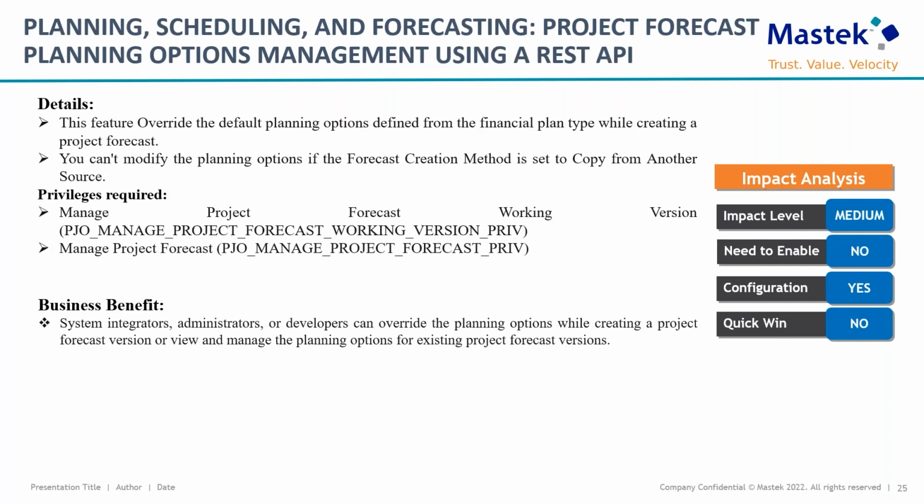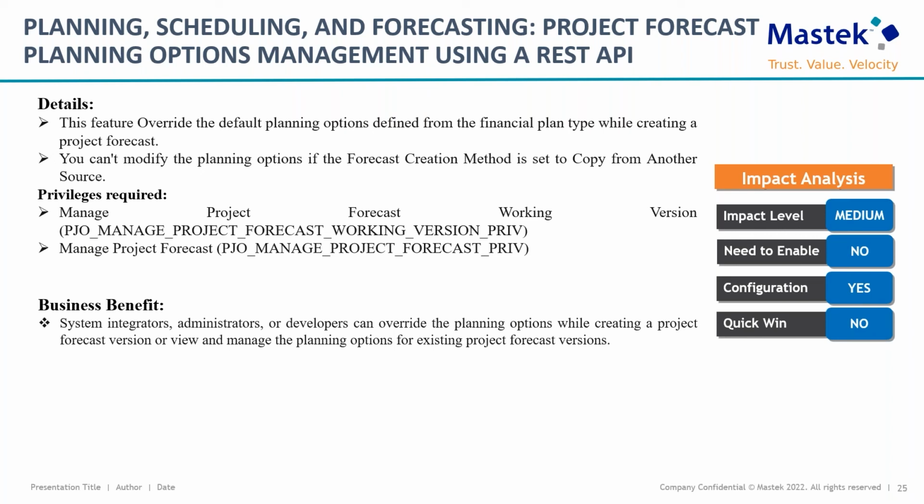Let's move to the next feature, which is from planning, scheduling, and forecasting. The name of the feature is Project Forecast Planning Options Management using a REST API. I must say this will be a good feature. This feature helps those organizations who upload forecast to the system through another application or integration.